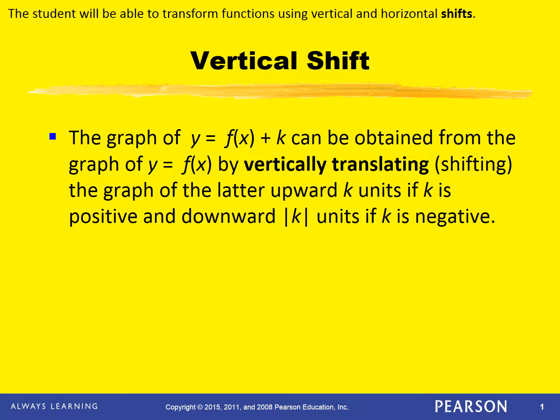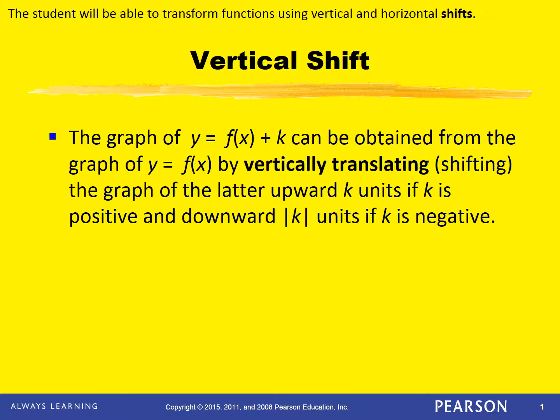Okay, so it's Objective 2 of Section 2.2 about parent functions and transformations, Barnett's finite math. The second objective is that the student will be able to transform functions, the parent functions learned in Objective 1, using vertical and horizontal shifts.